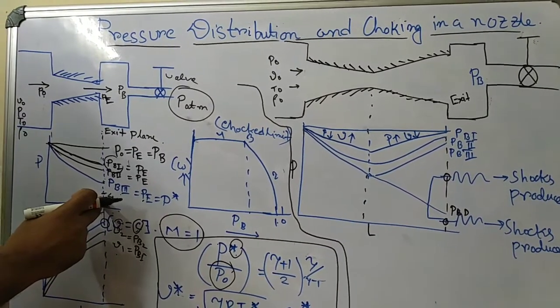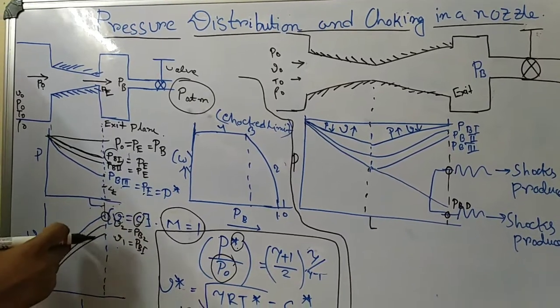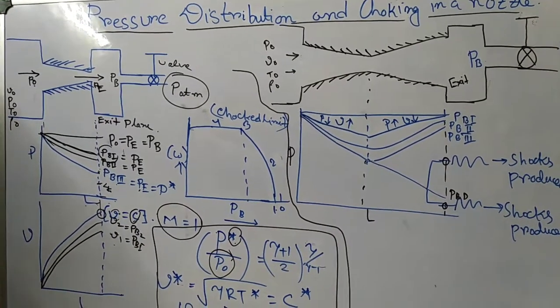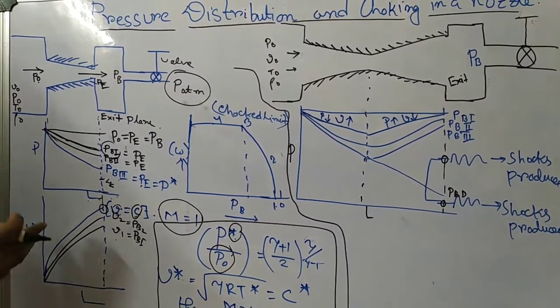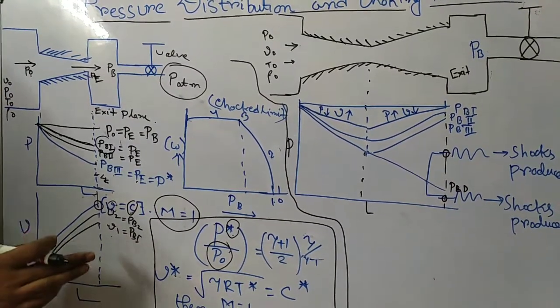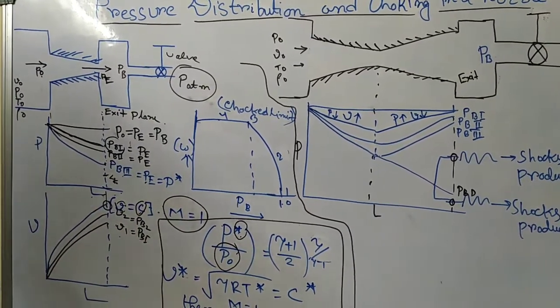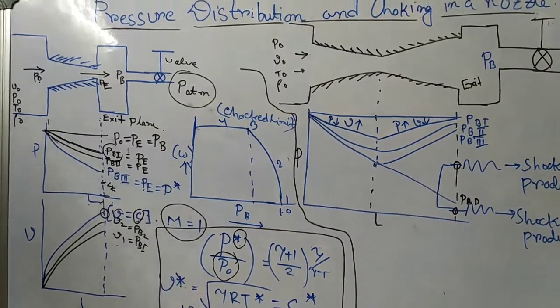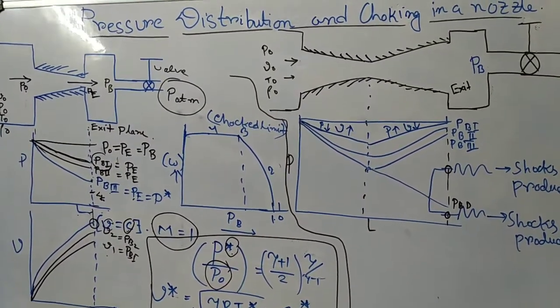Okay, and ME is equal to 1, and so the drop in pressure from PE to PB occurs outside the nozzle exit. So this is the choking limit, which means that for a given stagnation condition, the nozzle is passing the maximum possible mass flow. So this is the pressure distribution and choking in a nozzle, only for the convergent nozzle.